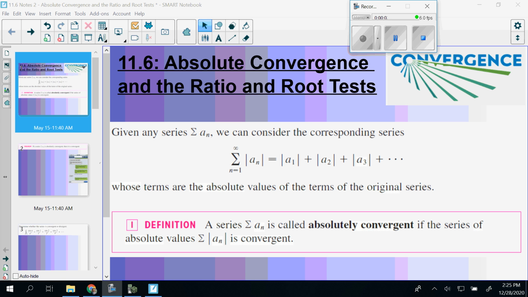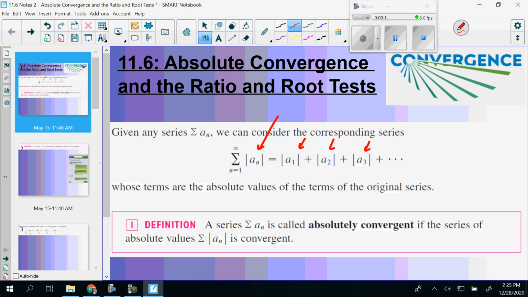All right, today what we're going to look at is if we have a series and we look at the corresponding series where we take the absolute value of each individual term and add them up all the way through infinity, then that would be the absolute value of that original series. Our definition here says that a series A sub n is absolutely convergent if the series where we look at the absolute value of it is convergent.